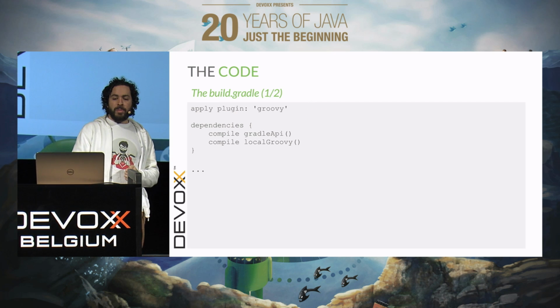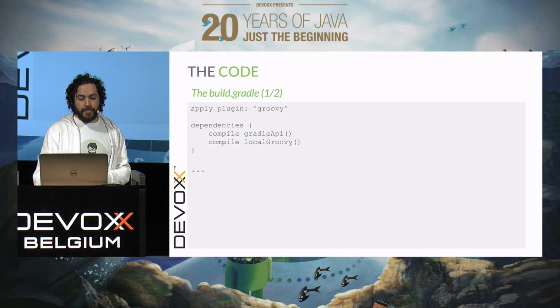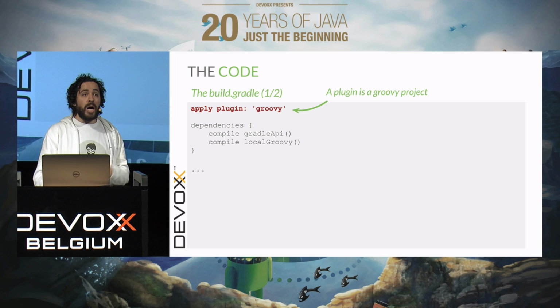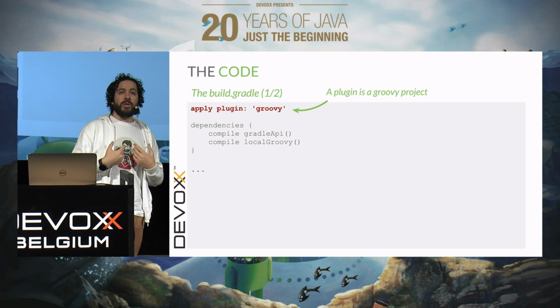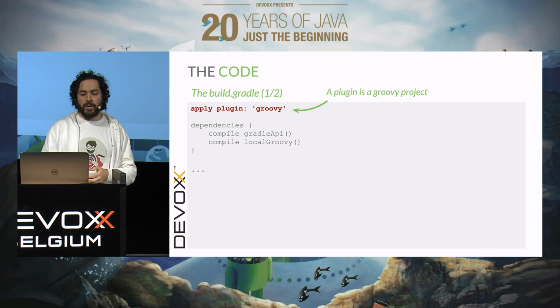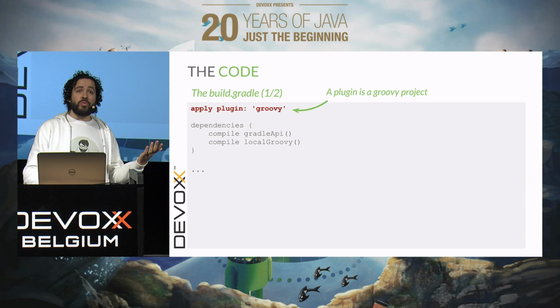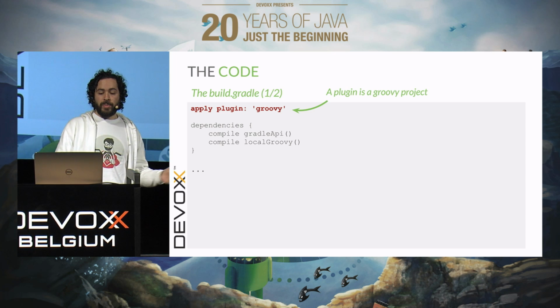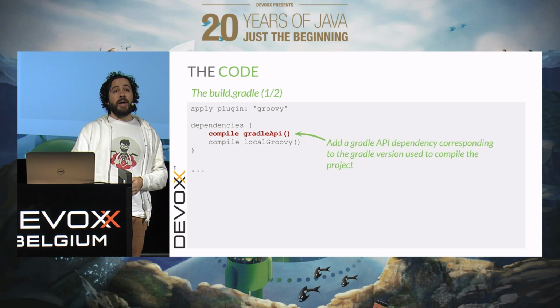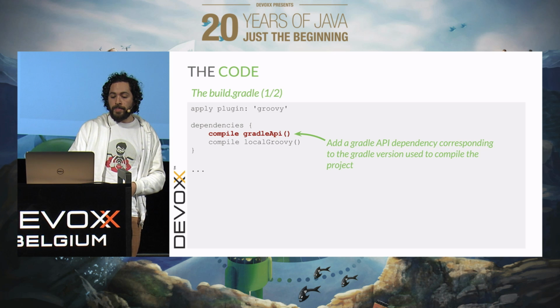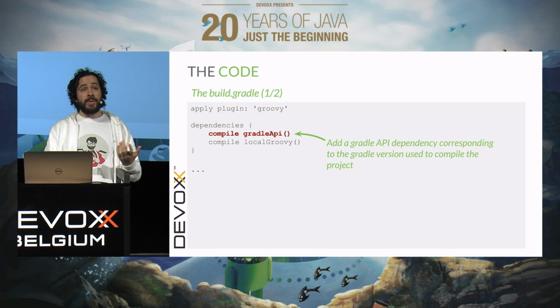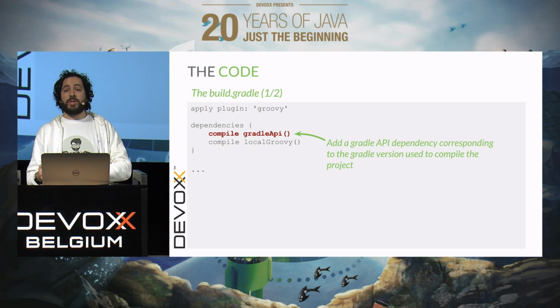Okay, so let's see now our build.gradle, because we are a Gradle project, so we need to configure a few things. That's a Groovy project, so we apply the Groovy plugin. We are also adding as a dependency the Gradle API, because that's the API we are using.